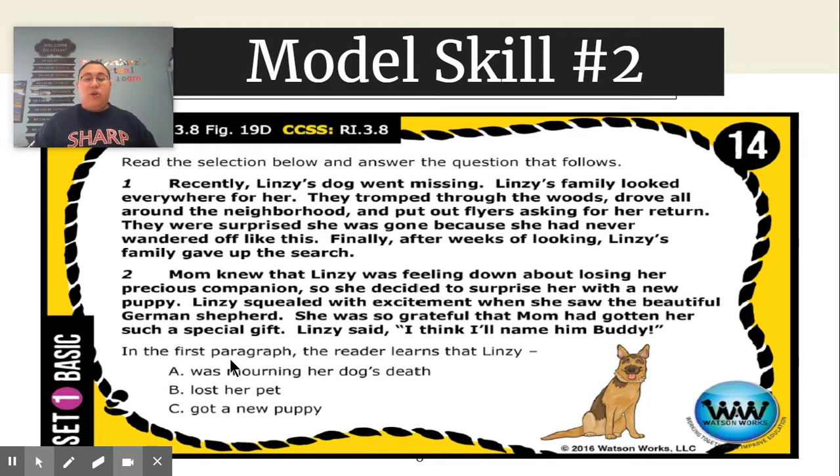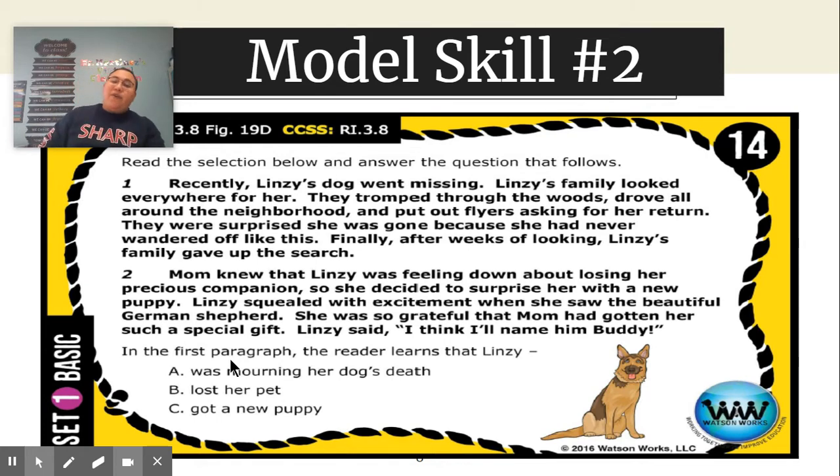So this story reads, recently, Lindsay's dog went missing. Lindsay's family looked everywhere for her. They tromped through the woods, drove all around the neighborhood, and put out flyers asking for her return. They were surprised she was gone because she had never wandered off like this. Finally, after weeks of looking, Lindsay's family gave up the search. Mom knew that Lindsay was feeling down about losing her precious companion, so she decided to surprise her with a new puppy. Lindsay squealed with excitement when she saw the beautiful German Shepherd. She was so grateful that Mom had gotten her such a special gift. Lindsay said, I think I'll name him Buddy.